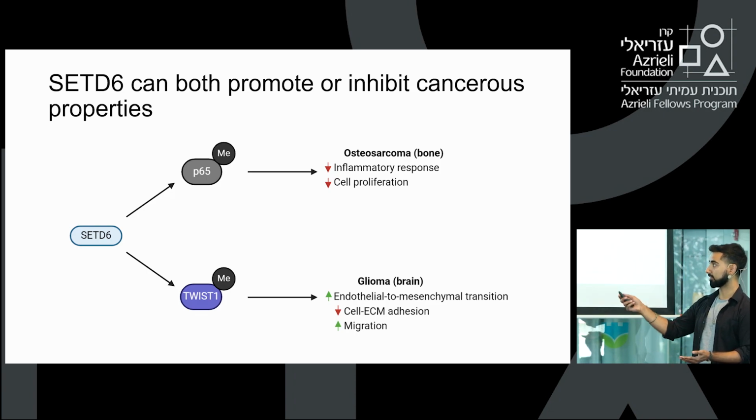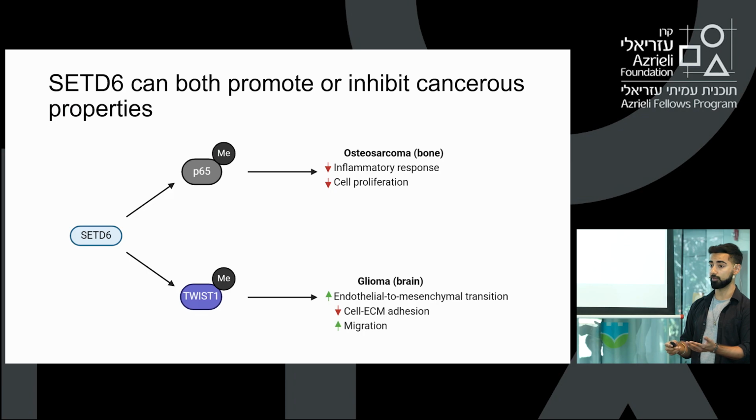So for example, SETD6 is known to modify a protein called P65. And P65 is a gatekeeper of inflammation in the cell. However, when SETD6 passes a note to P65, this tells the protein to do its job less, and then we see less inflammatory response as well as less proliferation in the context of osteosarcoma. So this is an example whereby SETD6 is inhibiting the properties of a specific type of cancer.